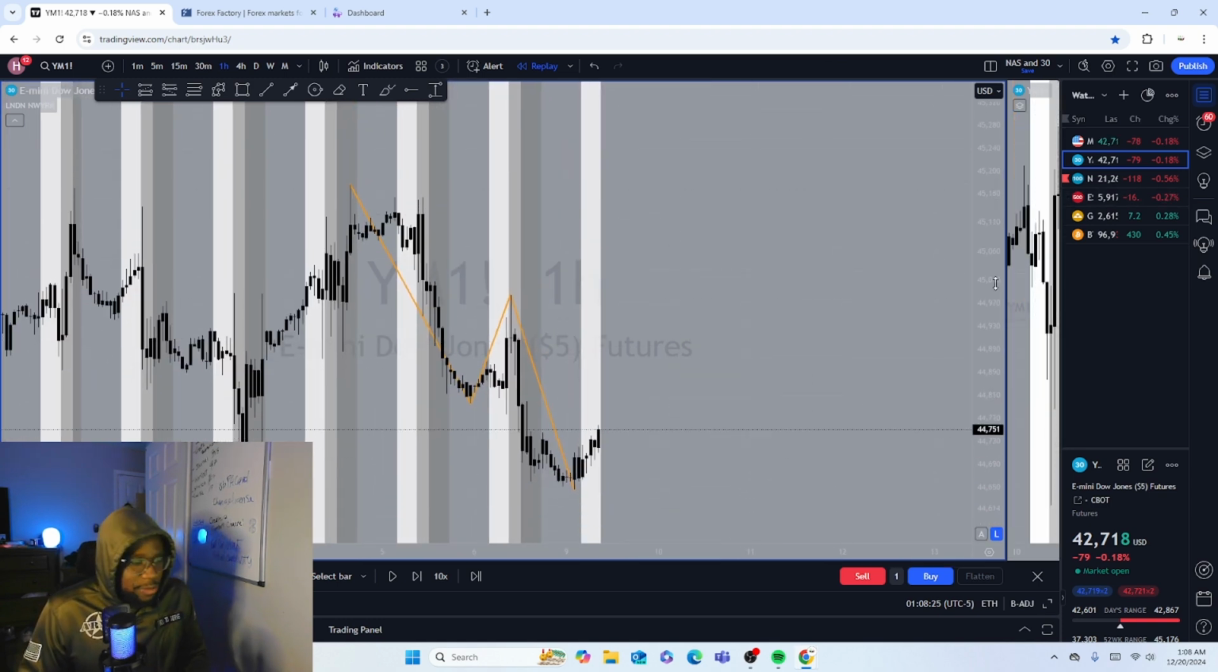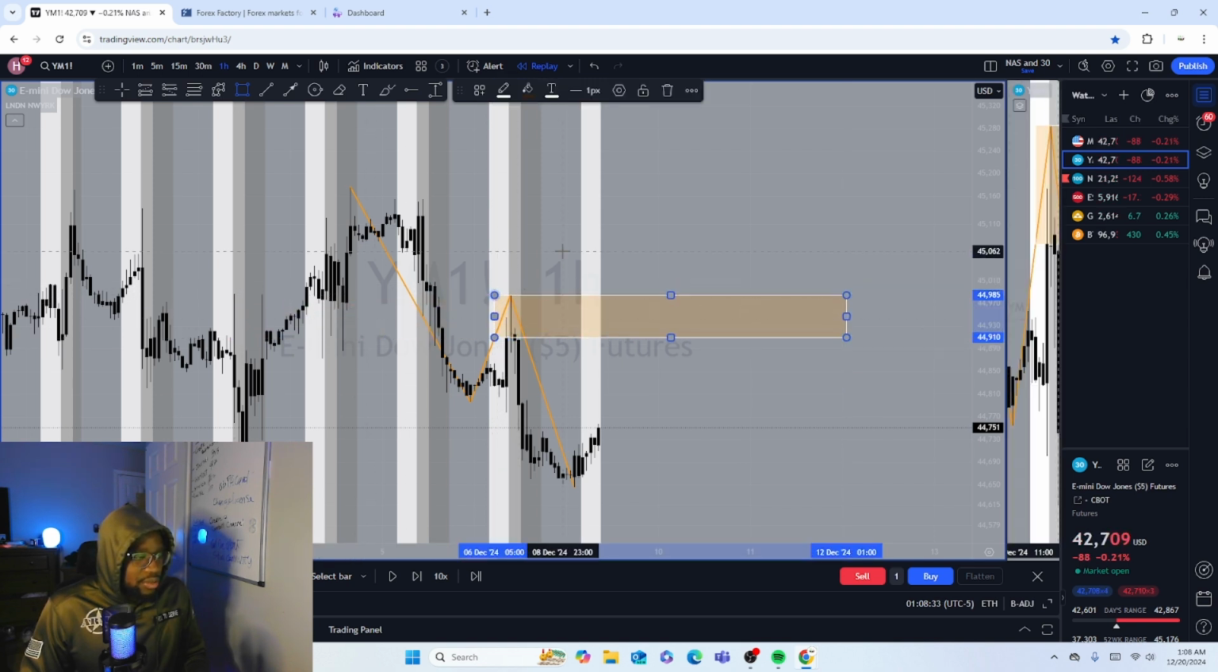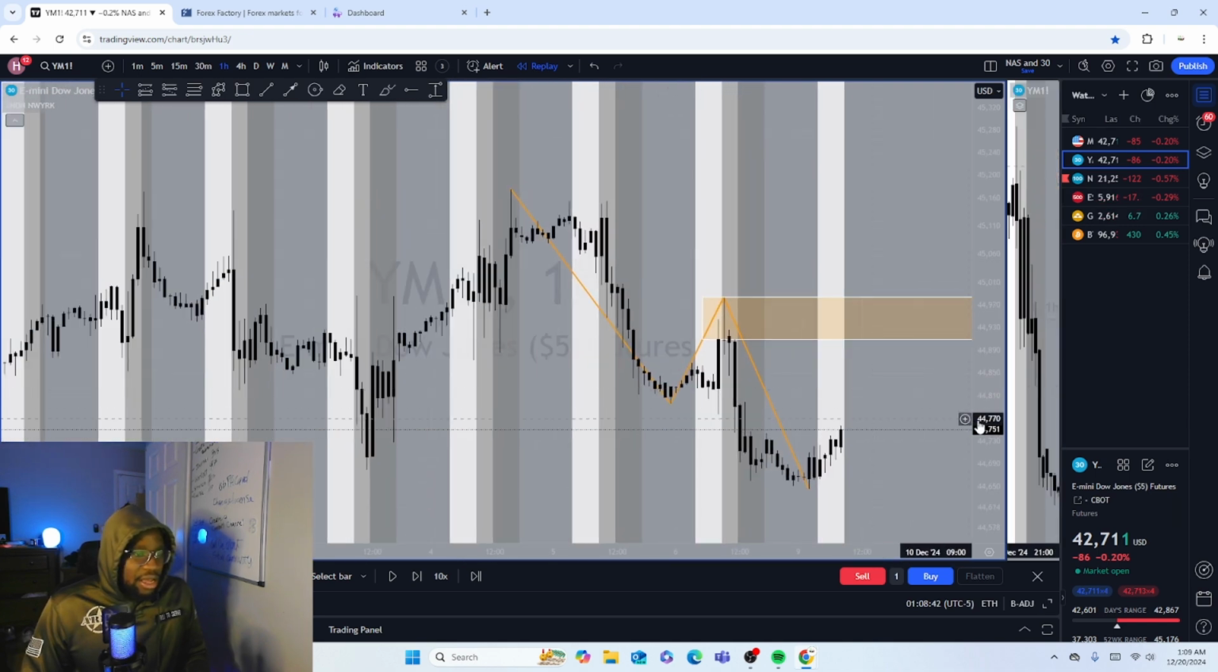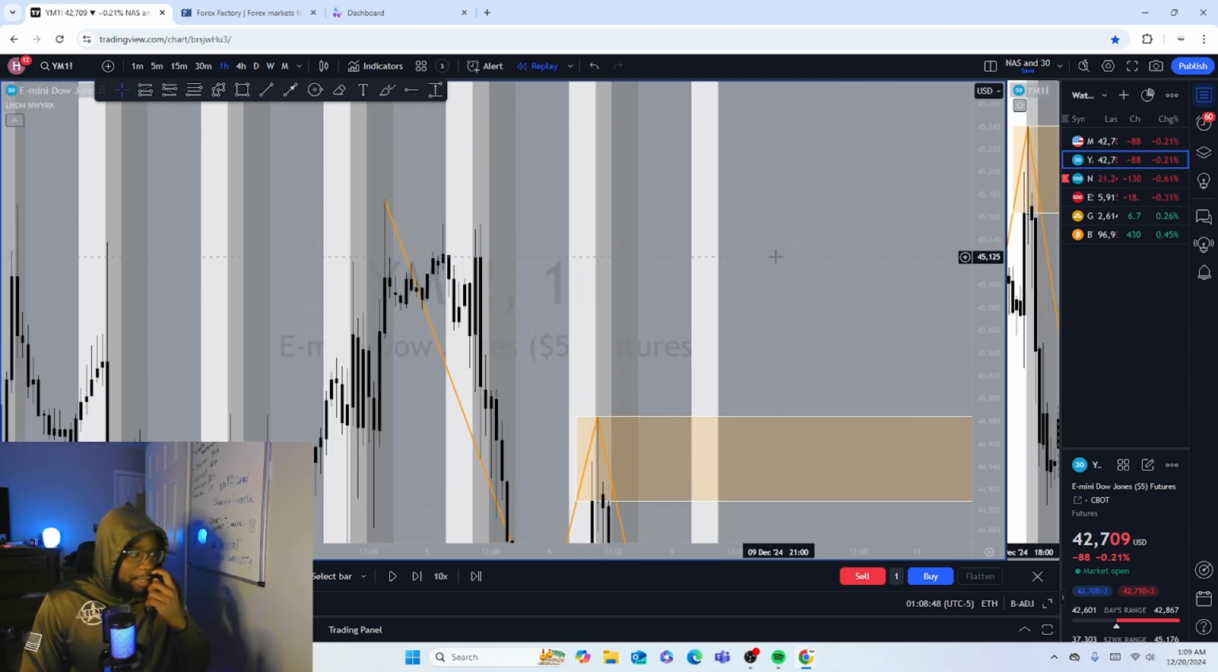Where do I draw a structure? I only want to draw the wick of the highest candle, right? So if we had this candle, this wick is the highest point, and I'll have the body. I'll just cover from the top of the wick to the base of the body. That's it. That's all I want to know. Top of the wick to the base of the body.